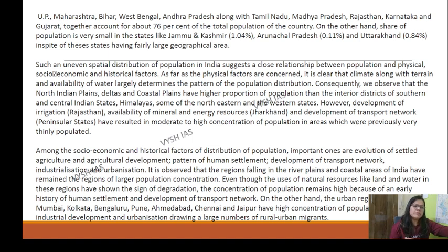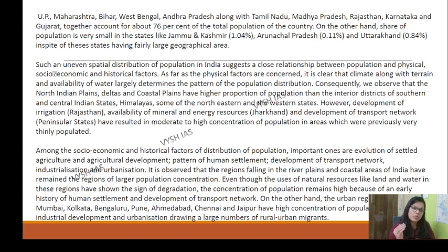So it is climate, along with the terrain and availability of water, that largely determines the pattern of population distribution. We observe that the North Indian plains, deltas, and coastal plains have a higher proportion of population. So where you find plains, the population will be more. Where you find mountains, where the terrain is high, the population will be less. So I hope you got the point of how physical factors affect the population.